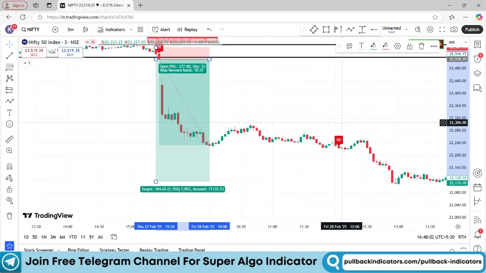Okay. So I hope you have understood the concept of swing trading as well as BTST trading, and you can simply apply these strategies in your upcoming trading sessions.